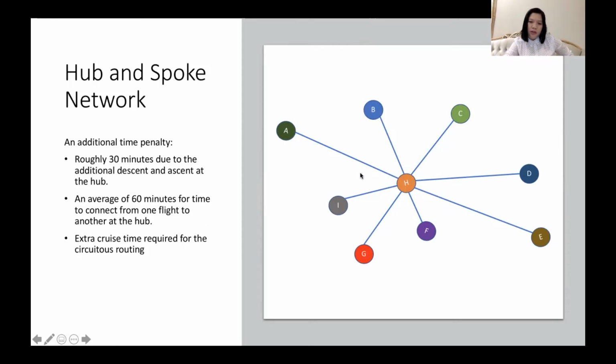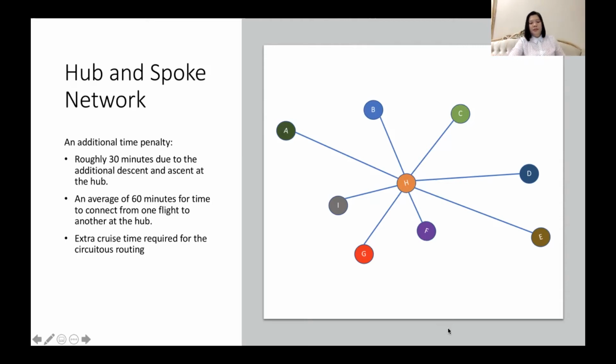So firstly, they might have roughly 30 minutes due to the additional distance access of the hub here. And second, perhaps an average of 60 minutes of time to connect from one flight to another at the hub. And thirdly, the extra cruise time required for the circuitous routing. The extra cruise time depends on both the angle between the spokes connecting the two stations through the hub and the relative distances of the two cities from the hub. This is shown in the lower portion of the next slide.